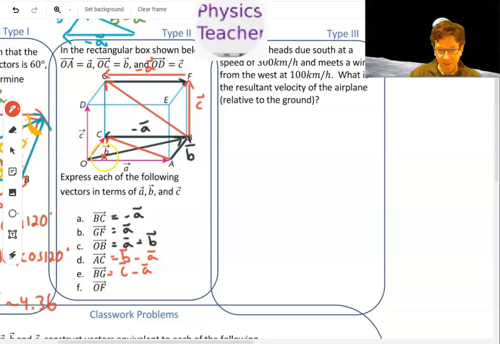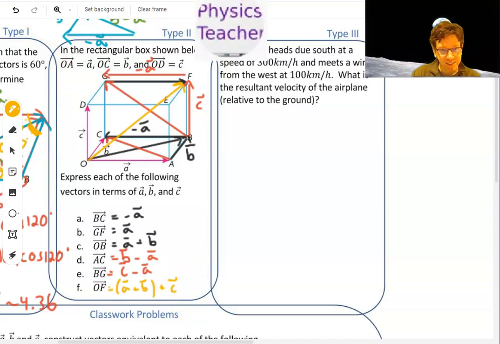And last, OF. Here's a fun one. Going from here all the way across. So what are we doing here? In this case, first let's look at it as OB. OB is A plus B. We already have that. And if we take OB and add BF, which is C, then we end up with OF. So we just need to add C there.